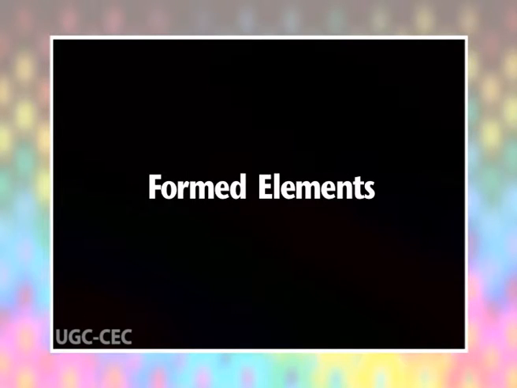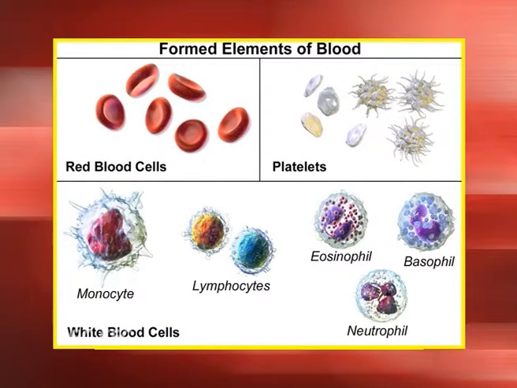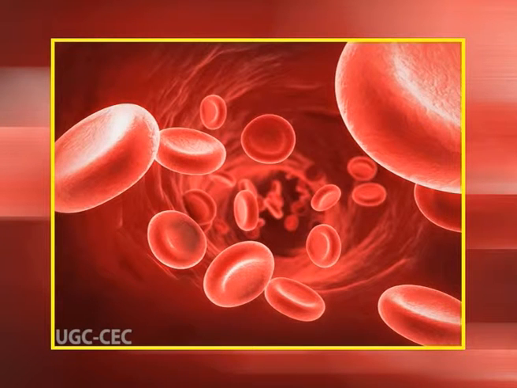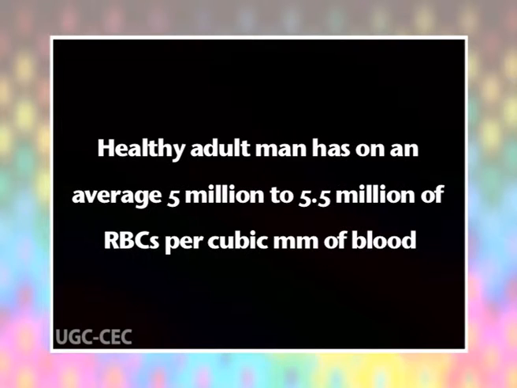Now let's discuss formed elements. Erythrocytes, leukocytes and platelets are collectively called as formed elements, and they constitute nearly 45% of the blood. Erythrocytes or red blood cells, also called as RBCs, are the most abundant of all the cells in the blood. A healthy adult man has on an average 5 million to 5.5 million of RBCs per cubic millimeter of blood.